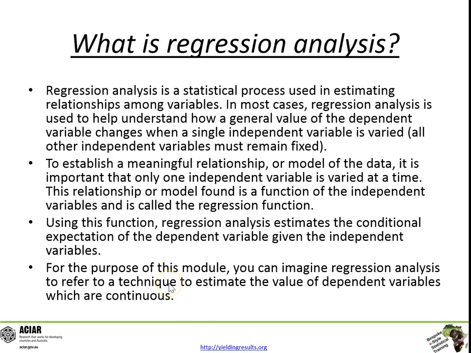To establish a meaningful relationship or model of the data, it's important that in linear regression only one independent variable is varied at a time. This relationship or model is a function of the independent variables and is called the regression function. We use this to estimate our conditional expectations of the dependent variable given the independent variable. In other words, we're looking at describing a regression line.